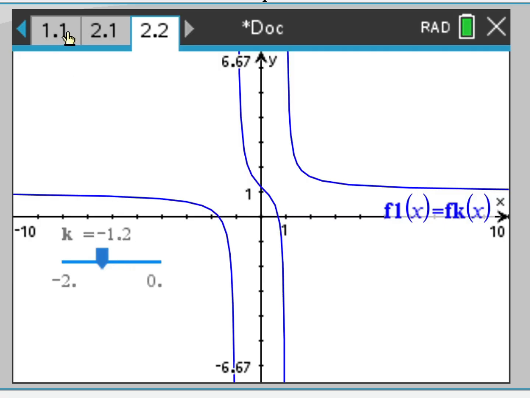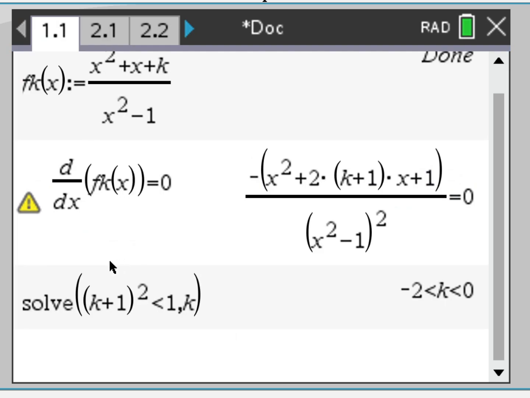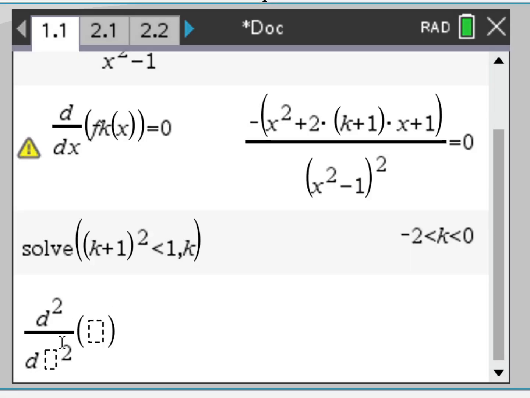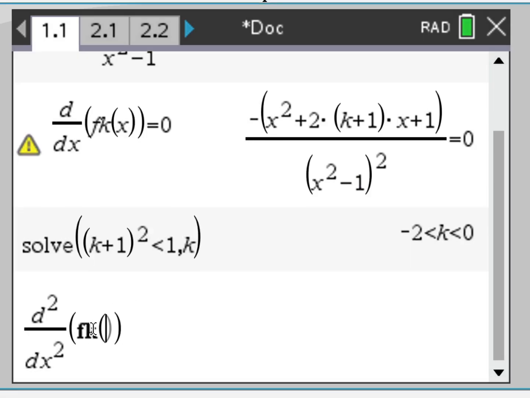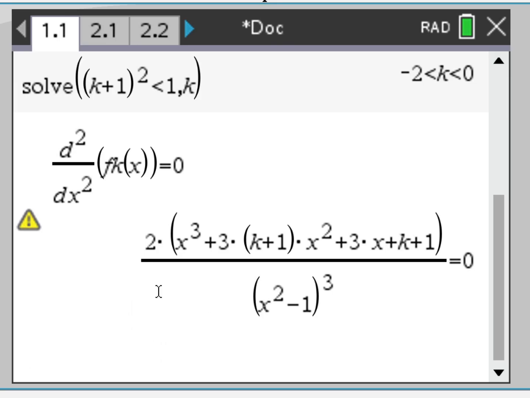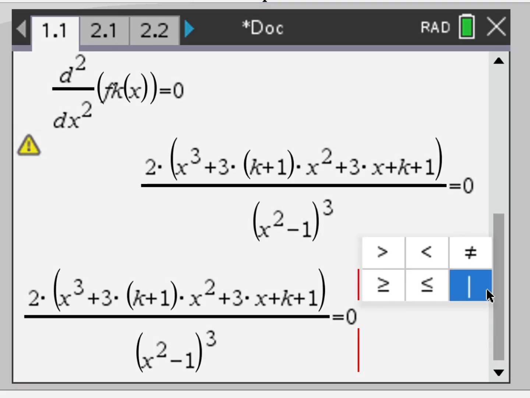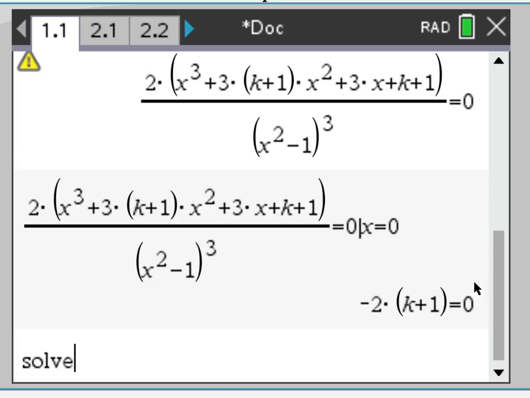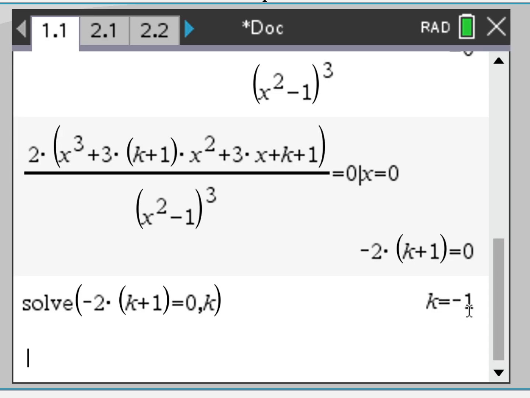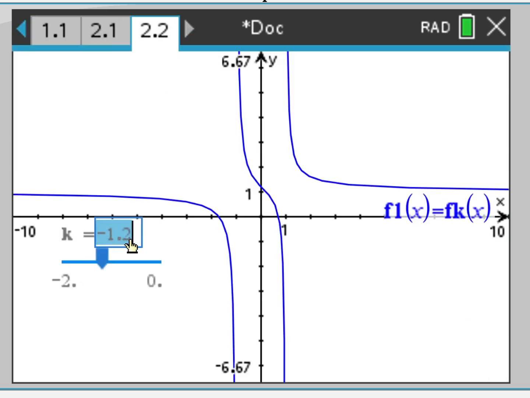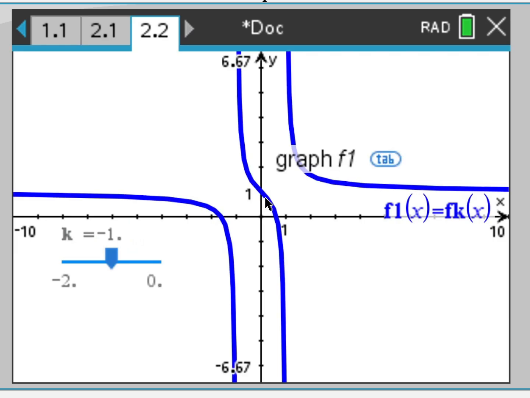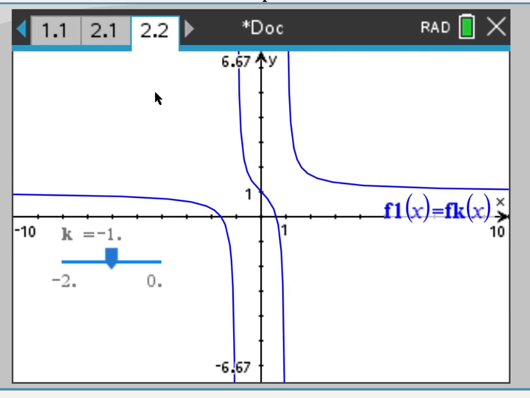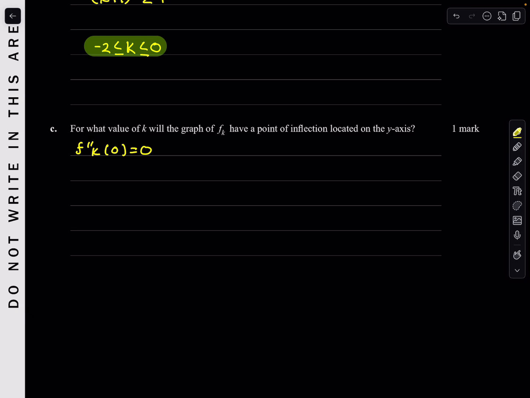So let's go to our CAS and write this down. Go to the double derivative here, f''k of x equals 0, which is this. I want this when x is equal to 0, because that's where my point is. The point of inflection on the y-axis always occurs at x equals 0. And I can solve this for x, comma k. So k is equal to -1. I'm just going to check it using my slider here. If I sub -1 here, yes, look, you can actually see that the point of inflection is on the y-axis. So k equals -1. Let's write that down. k equals -1. Done.